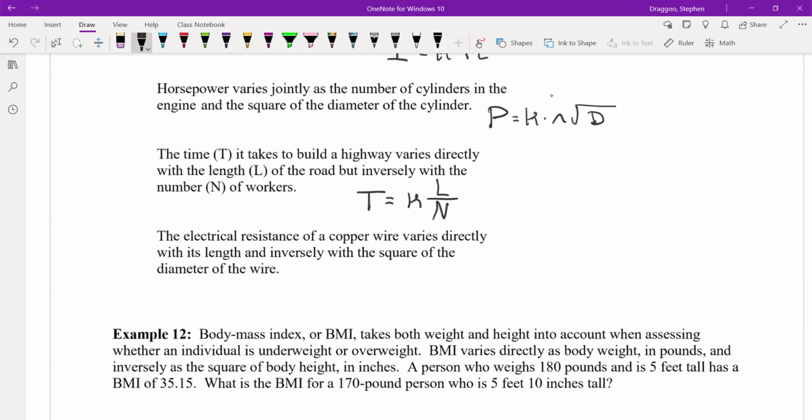All right, and electrical resistance in a copper wire varies directly with its length and inversely with the square of the diameter of its wire. That should look like K times L for length over square root D. Wait, nope, not square root D. D squared for diameter. Directly with the length and inversely square the diameter. So if I have a longer wire, it'll have more resistance. But if I have a wider wire, it'll have less resistance. There's more room for that current to run through.